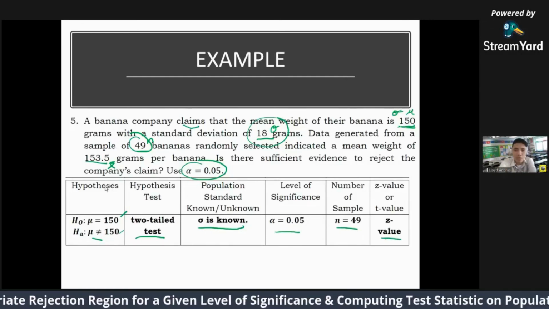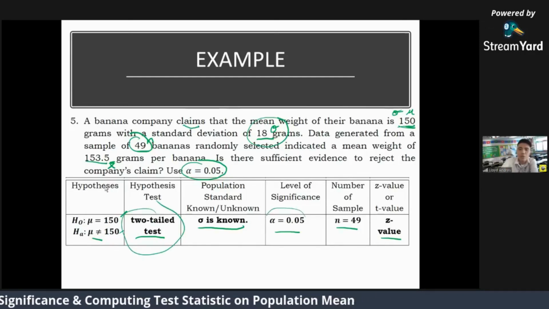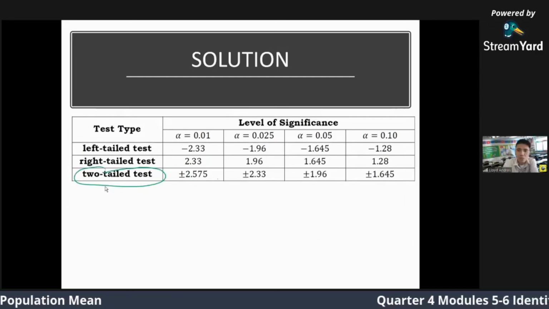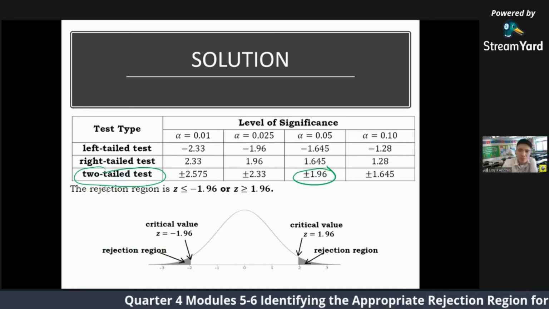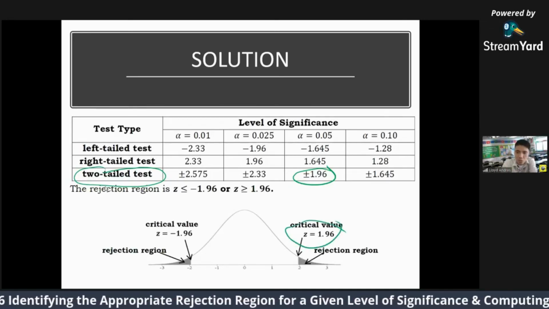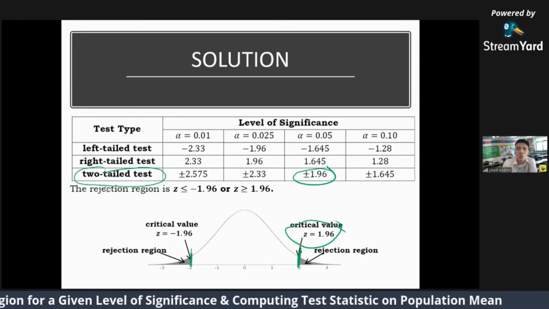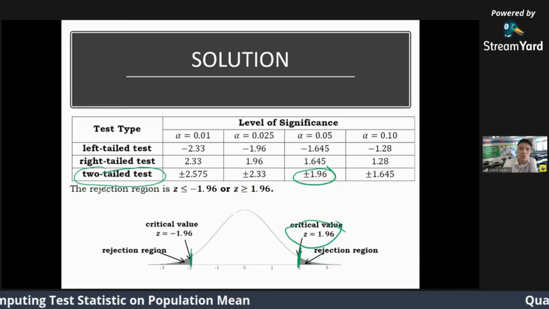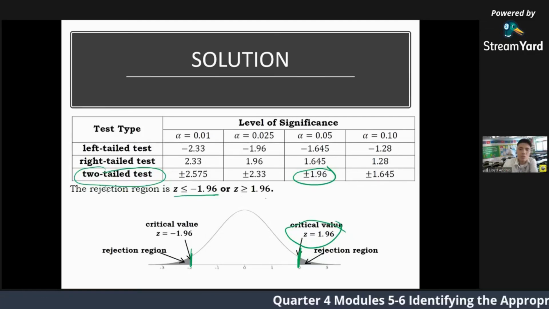So, using the table para sa z-test, two-tailed nga 0.05. So, positive and negative 1.96. So, positive 1.96, duol kaayo sa 2. Negative 1.96, duol pud sa 2. So, since two-tailed, left and right siya. So, the rejection region is less than or equal to negative 1.96 or greater than 1.96.